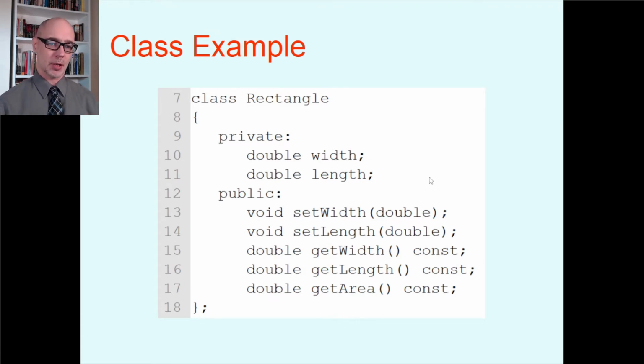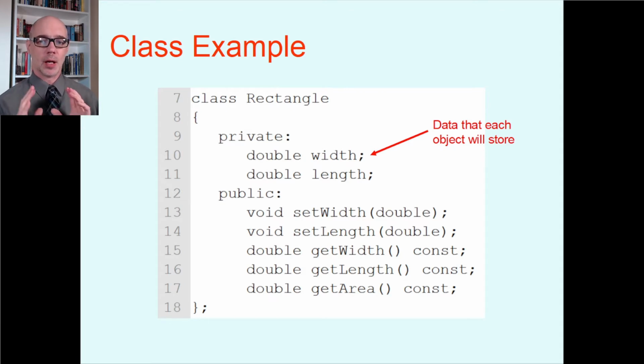So at the top here, you have some data. Right? So I have a double called width and I have a double called length, and those are the primary things you need to record to know how big your rectangle is, obviously. So there's variables to store data in each object, just like a struct.